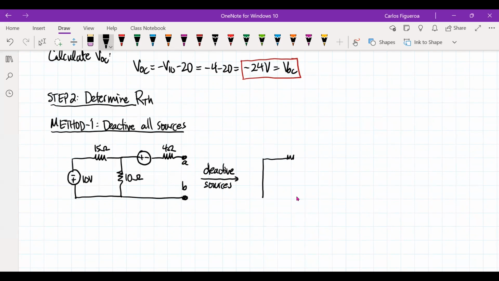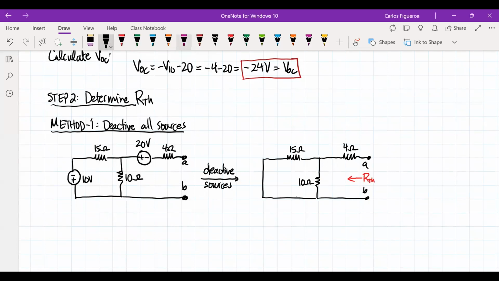And when I do that, you can see here is that I now have a short here. I have this resistor right here. I have a 10. That 20 volt source right here gets shorted out. And then I have my 4 ohm resistor. So here's my A and here's my B. And so what we want is RTH in this direction, where this is a 15, 10, 4 ohm.